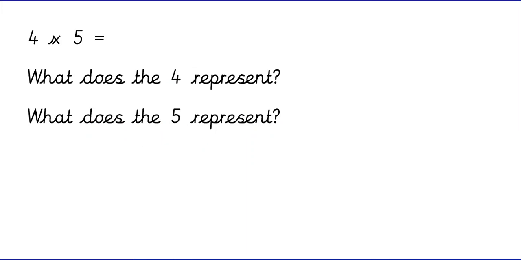So in this question here, we've got four multiplied by five, or we've got four lots of five. So what does the four represent and what does the five represent? If there are four lots of five, that means that there are four groups, because that is your lots of, four groups. And there are five in each group. If I was going to draw that, I would want four lots of five.